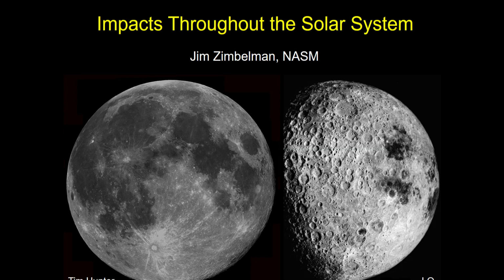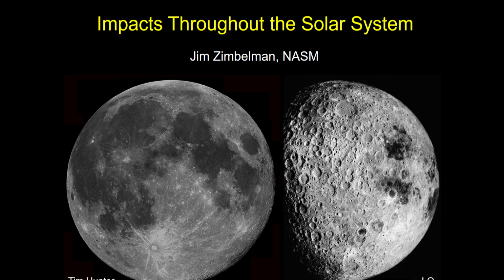So my role in this first part is to just introduce the idea that impacts are common throughout the solar system. The rest of the speakers are going to focus a bit more on why that's relevant to the Earth, but I want you to understand that this asteroid issue that we want to discuss today has been present throughout the solar system. And the pictures up there right now are the faces of the moon.